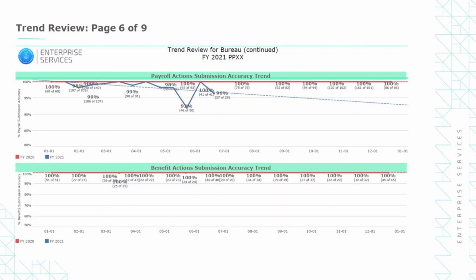On this page, these two graphs show the trend lines between this current fiscal year and previous fiscal year for the percentage of accurate customer payroll submissions and for the percentage of accurate customer benefit submissions.